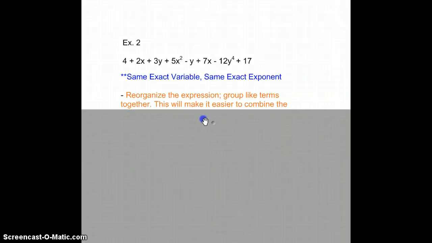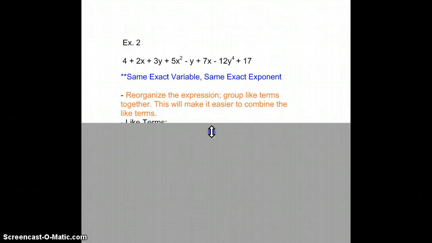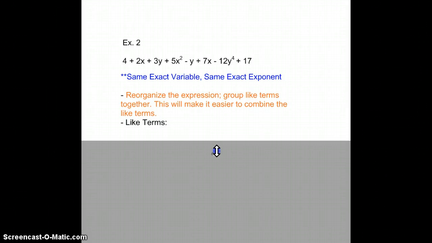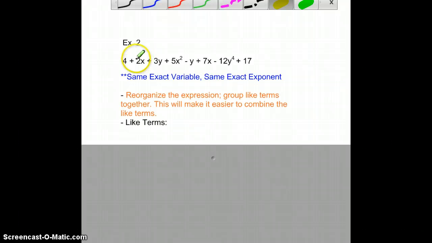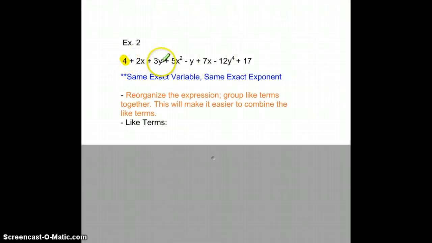Here's your equation. Take a second, write it down. Pause the video, and then unpause it when you've finished writing it down. Okay, so hopefully you've got that all written. Again, same exact variable, same exact exponent. We're going to reorganize this expression to group the like terms together. This will make it easier to combine the like terms. So let's start off by identifying the like terms. I'll use my little highlighter here. Let's start with our constants. We have a constant of 4. We have a constant of 17.